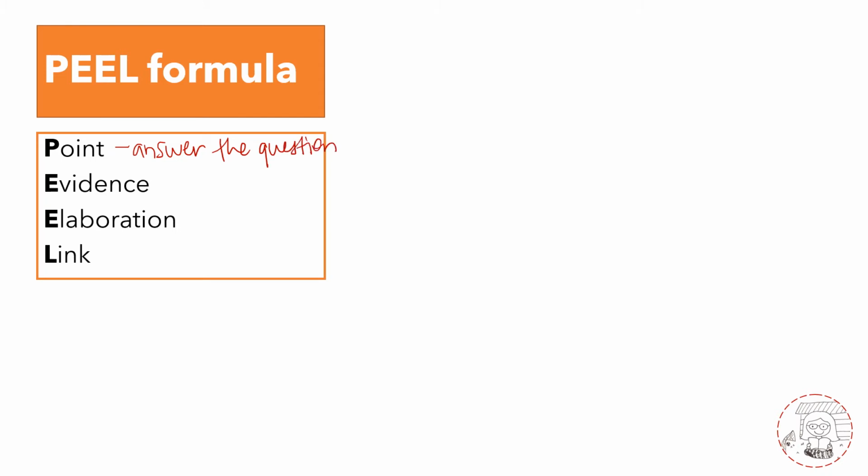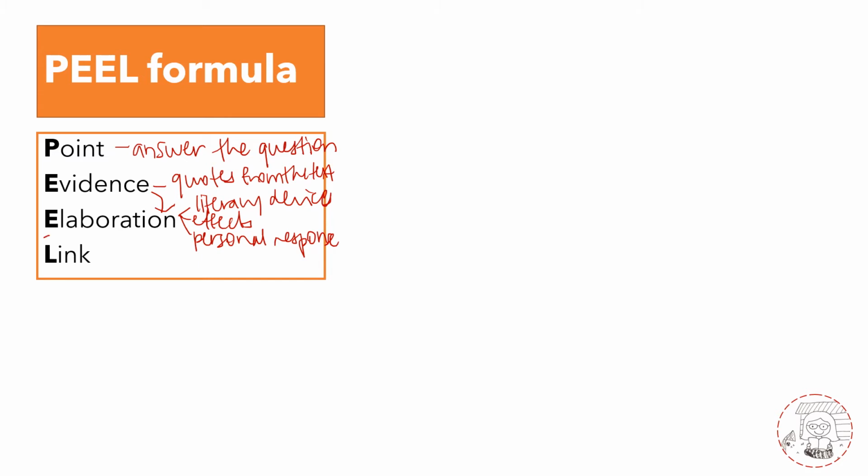And then you go to E, which is evidence. Evidence is quotes from the text. And then you elaborate on the evidence. Elaboration can take many different forms. You could mention the literary devices and their effects, the effects of the evidence perhaps, or you can talk about your personal response.